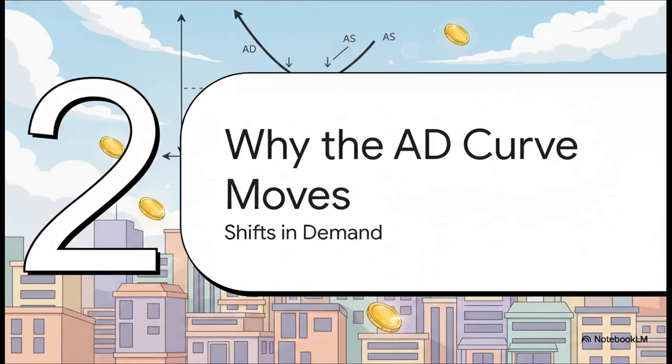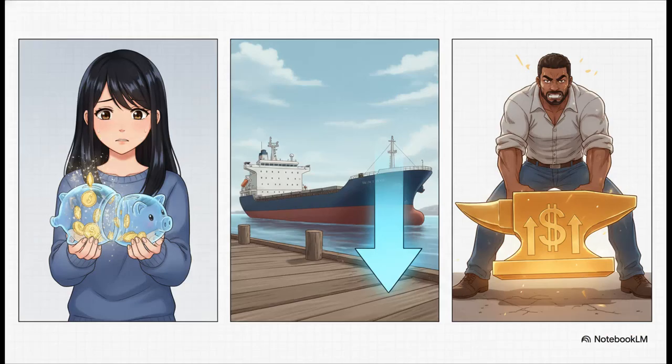All right, now that we know who is doing all the buying, let's explore Section 2, why the AD curve moves and how demand shifts when overall prices change. If you throw aggregate demand on a graph with price level on the vertical axis and real GDP on the horizontal, the curve slopes downward. But here's the catch. It's not for the same reason a regular demand curve for a single product slopes down. It's actually because of the rule of three.